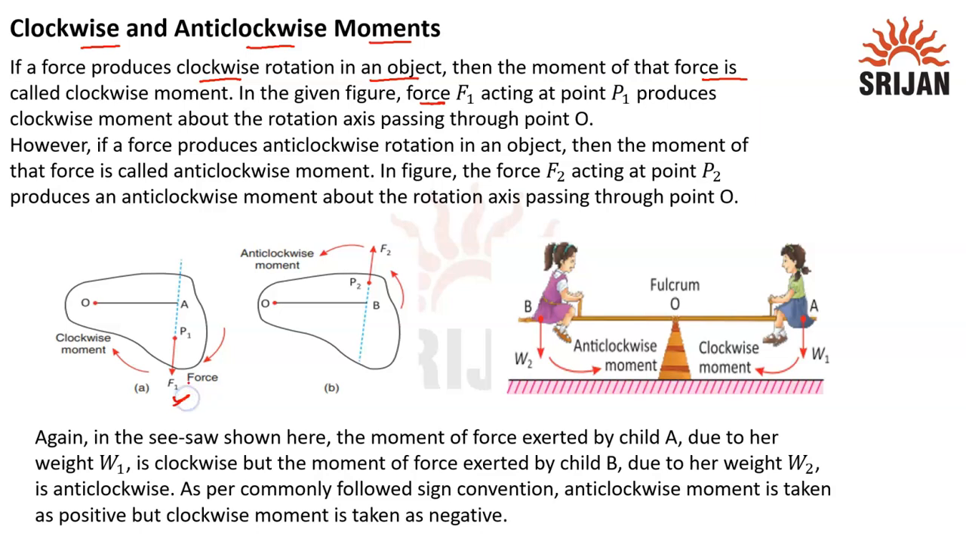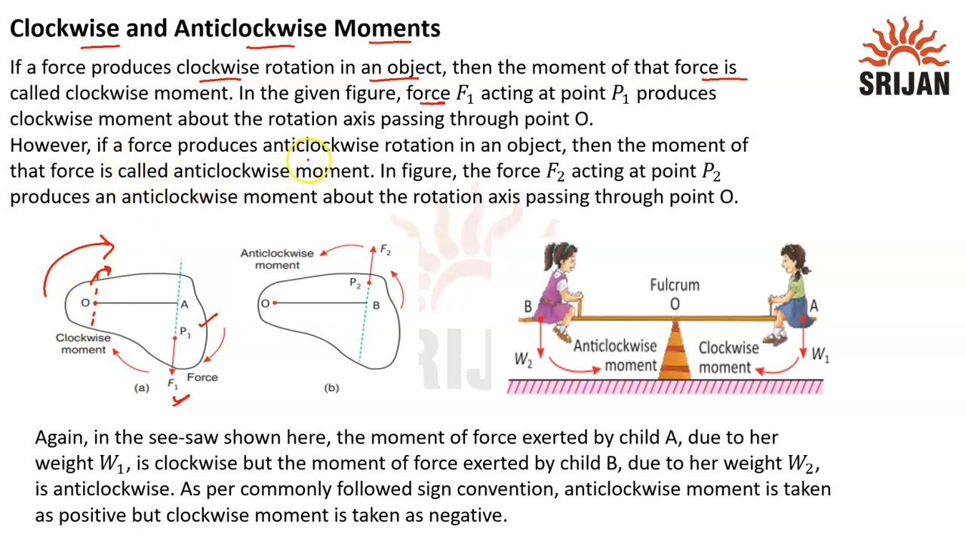This is the force F1. It is acting at a point P1. It produces a clockwise moment about the rotational axis passing through the point O. So here clockwise rotation happens, so we will be calling it as clockwise moment.